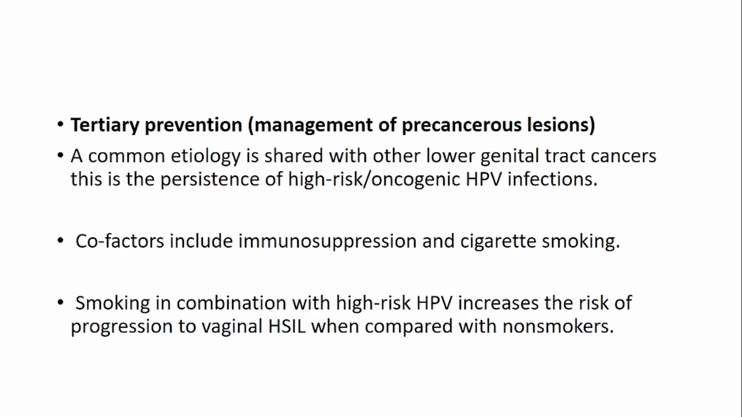Tertiary prevention. A common etiology, we now know, is shared with other lower genital tract cancers, and that is the persistence of high-risk oncogenic human papillomavirus infections. Co-factors include immunosuppression and cigarette smoking. Smoking in combination with high-risk HPV increases the risk of progression to vaginal high-grade lesions when compared with non-smokers.